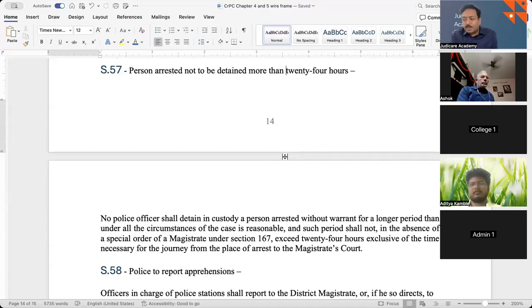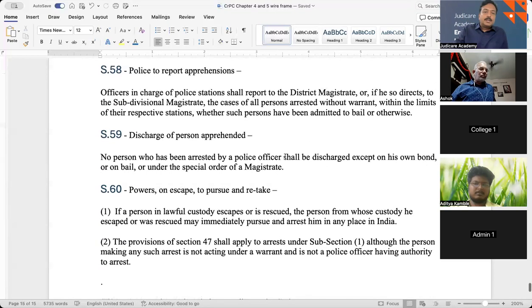Exclusion of travel time. So when we say reasonable time, the time is excluded by any reasonable time used for travel. A magistrate order is required for more than 24 hours in any case. So it helps in protection of personal liberty, preventing any abuse of power, and it has a judicial oversight. That requirement for a magistrate's order helps put a judicial oversight on how long that person should be in detention, and this is a post-arrest procedure, and it has a legal compliance attached to it. Section 58 talks about police to report apprehensions.